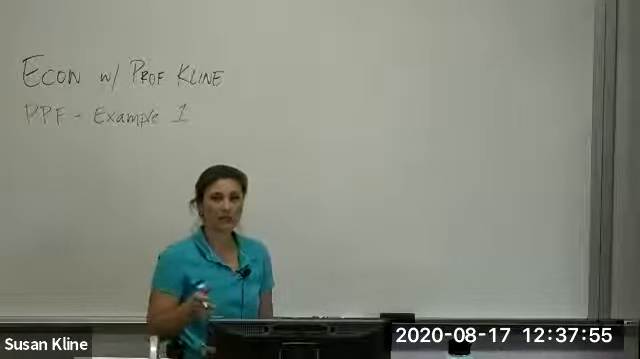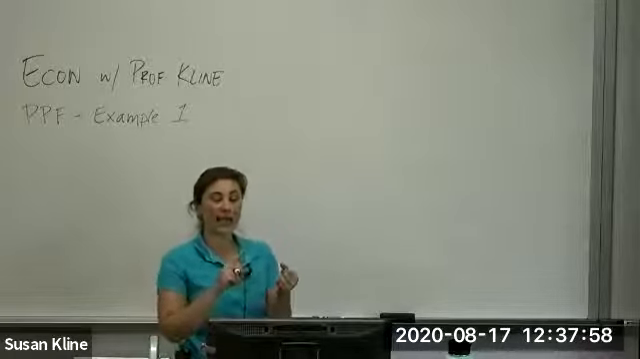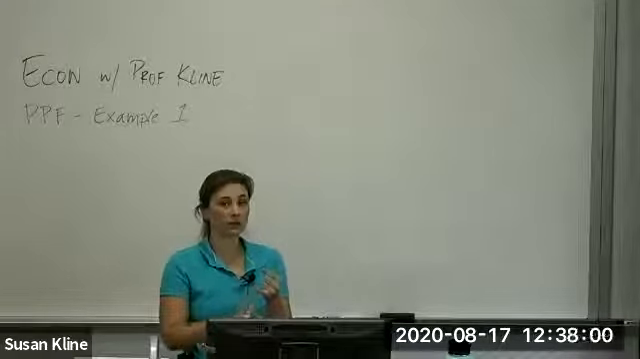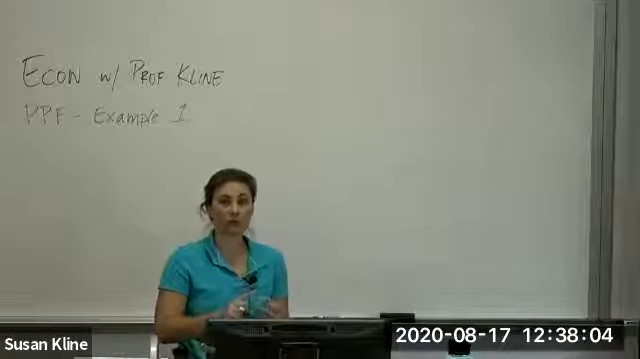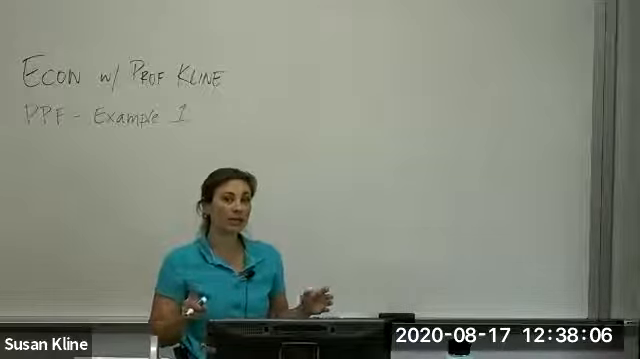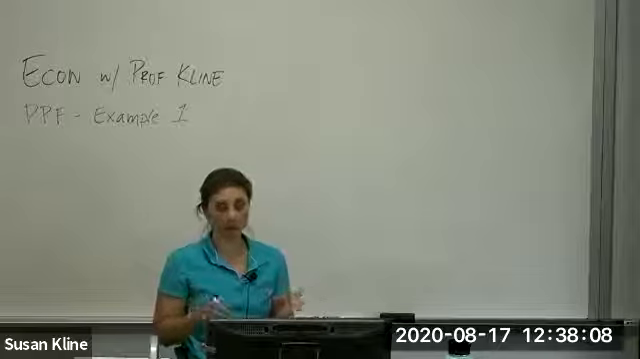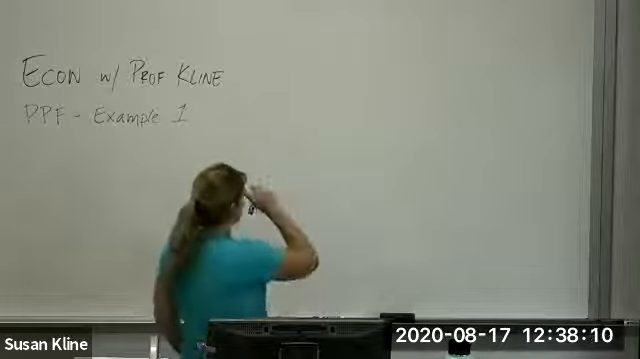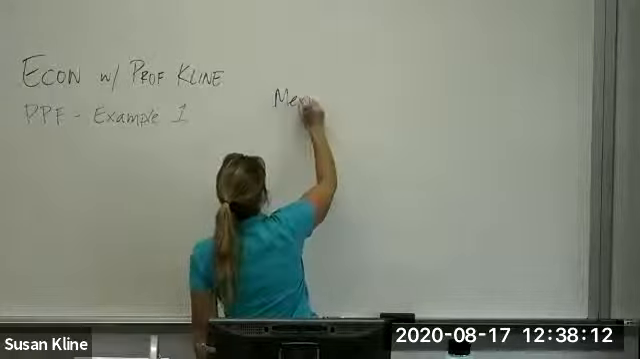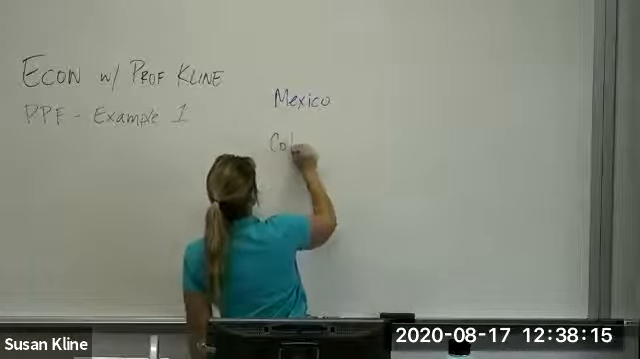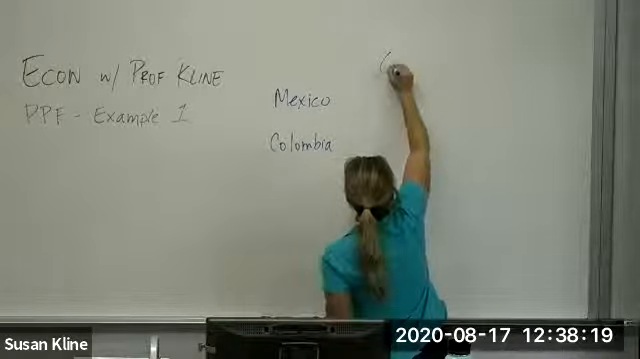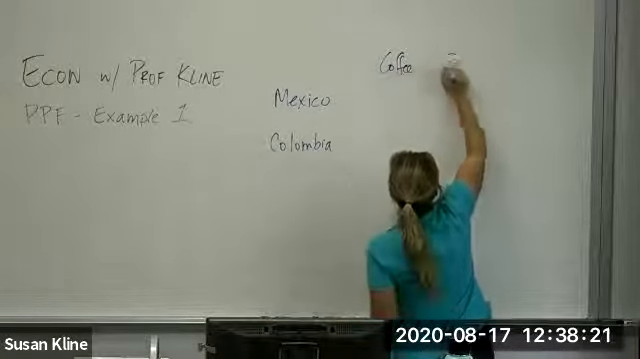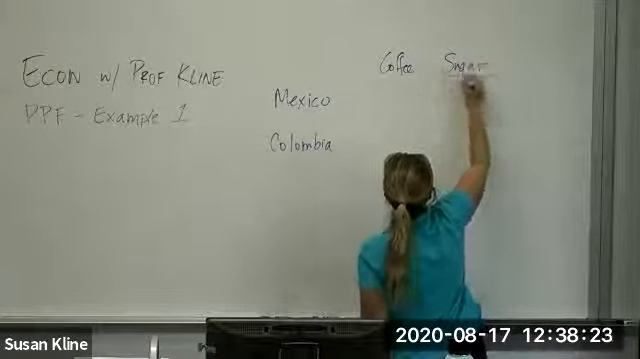The point of this example is that we can understand how to graph a production possibilities frontier, how to determine who has comparative advantage, and then we're also going to prove that trading will make both of these countries better off. All right? Okay, so we have Mexico and Colombia, and they are going to produce coffee and sugar.